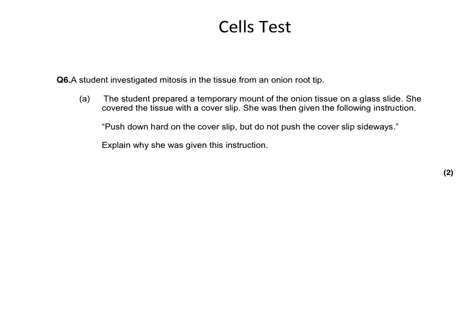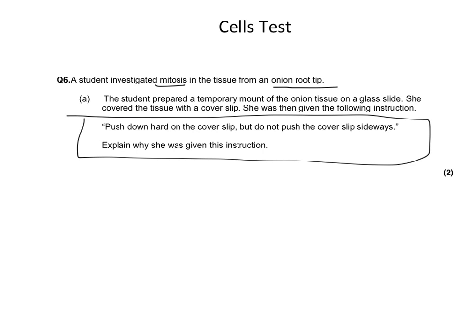Okay, question 6 is related to mitosis, and it's about looking at onion root tips. If you remember, we did the squash, the temporary mount of the onion tissue on a glass slide with a cover slip, and it asks this. This is the question for 2 marks. It says, push down hard on the cover slip, but do not push the cover slip sideways. Explain why she was given this instruction.